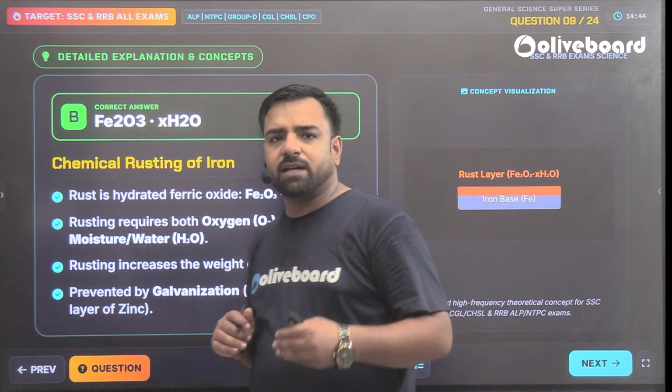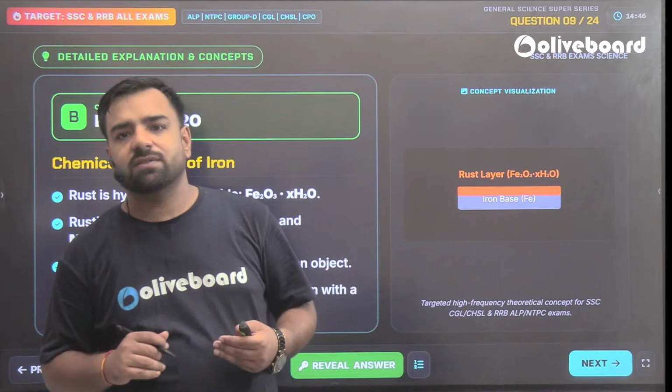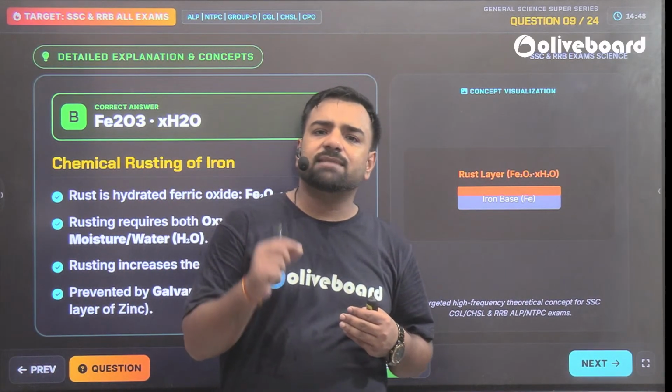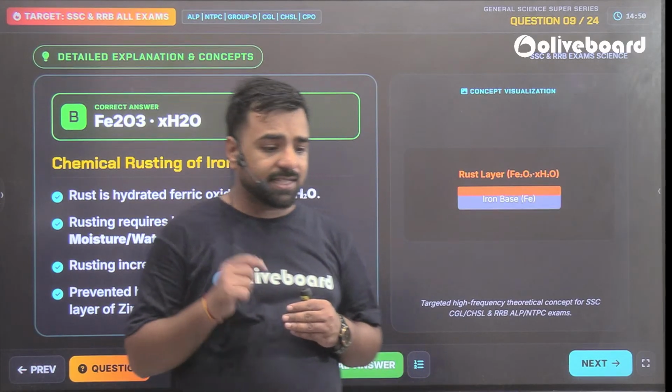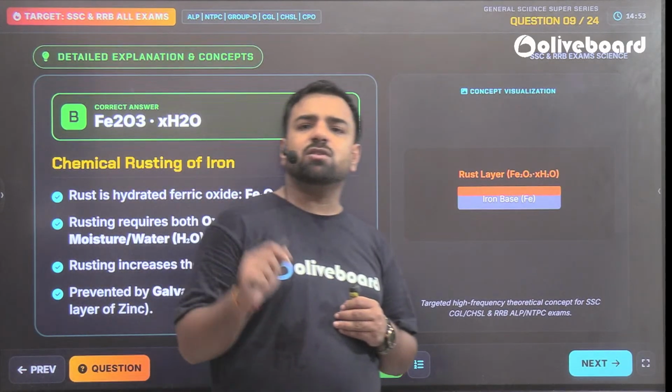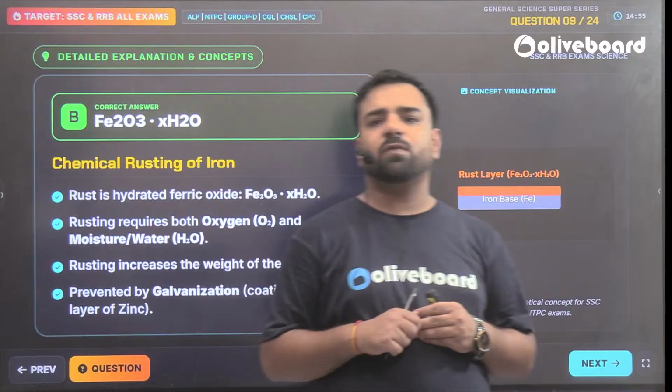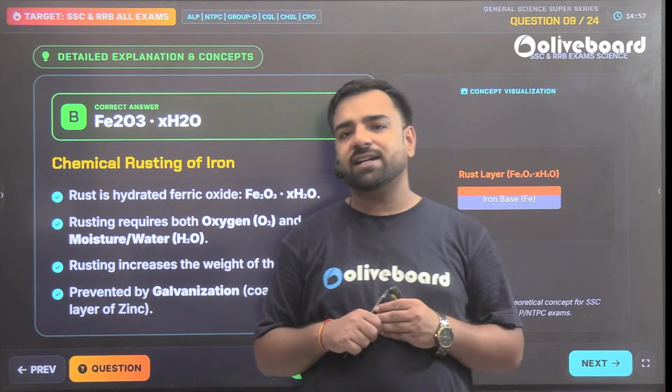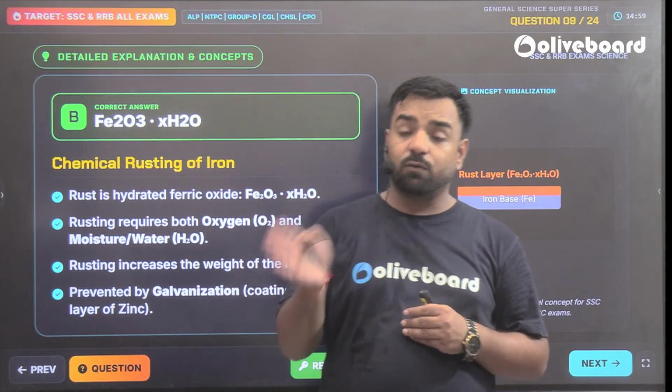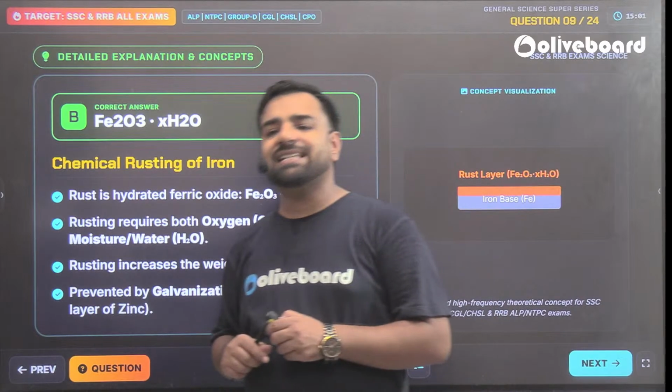So apart from iron, there are questions which are asked about silver as well. Silver actually gets black in color. So why does silver get black in color? That's because of the reaction with H2S, because of which silver sulfide is formed. It gets black in color. What about copper? Copper turns green in color, right?